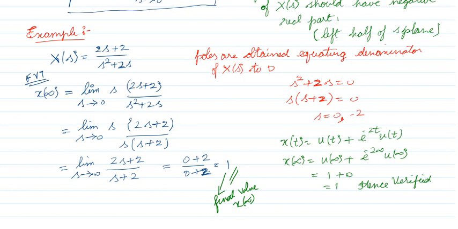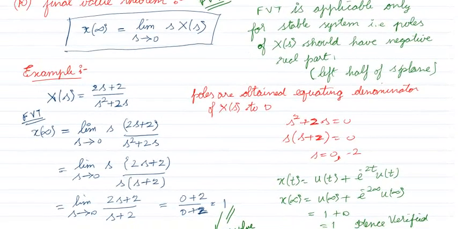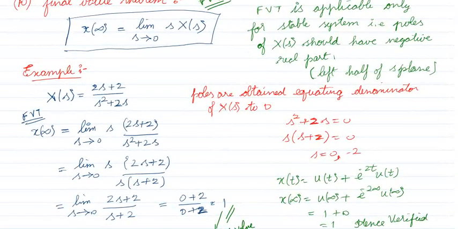Okay. So we have seen this. What I have said here is that the final value theorem is applicable only for a stable system. That is, poles should have negative real part or 0. Real number is also a 0, right?